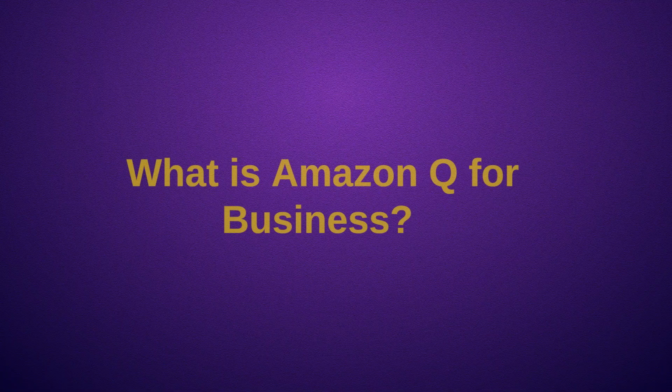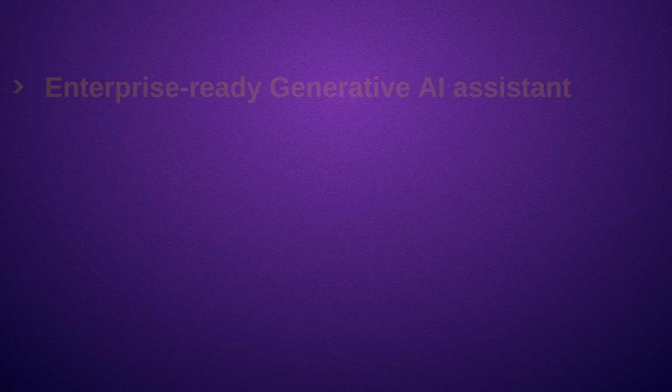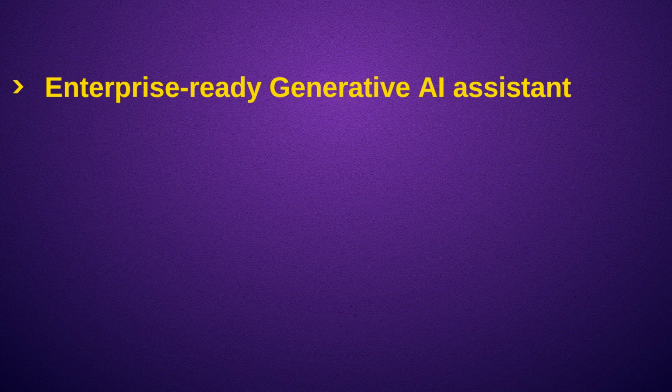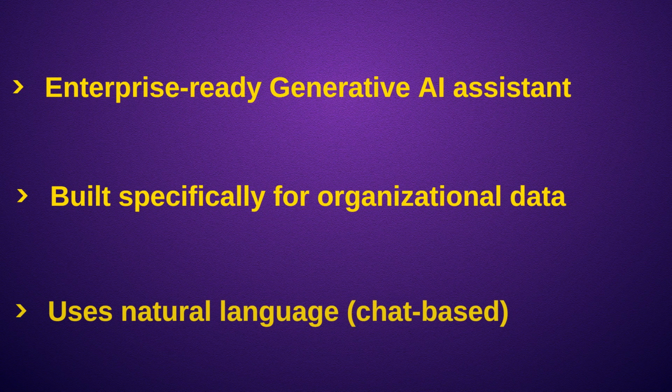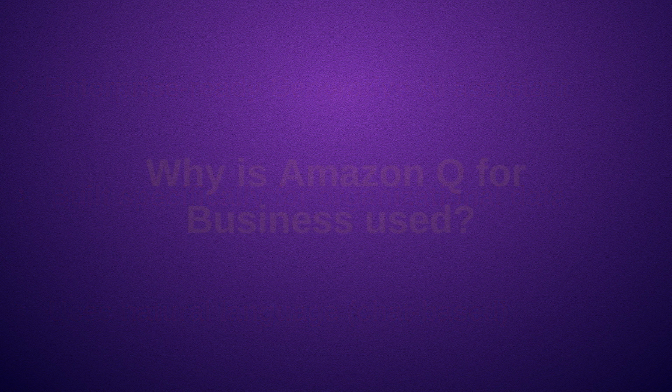What is Amazon Q for Business? Amazon Q for Business is an enterprise-ready generative AI assistant. It is built specifically for organizational data and allows users to interact using natural language through a chat-based interface.